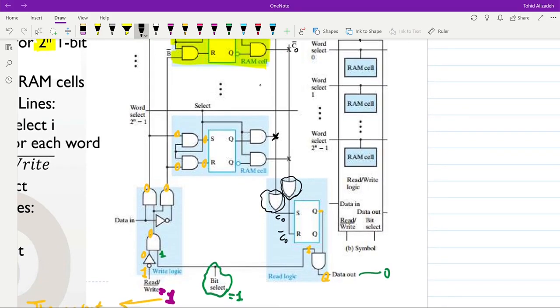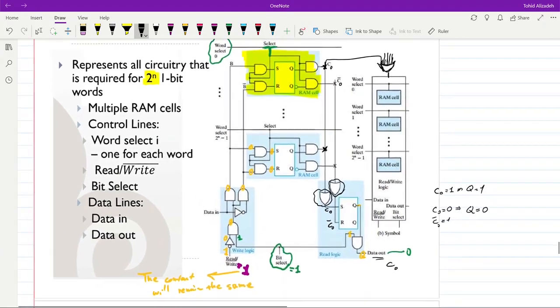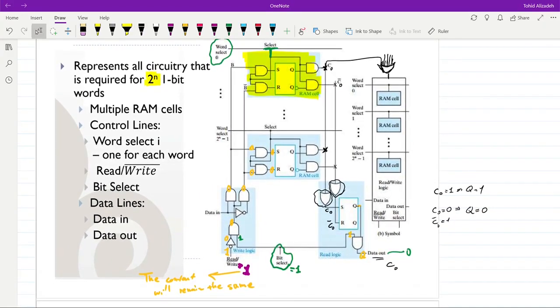And then with this SR latch, depending on the value of C0 and not C0, Q will have some value which is basically the same as what we have for C0. If C0 is equal to 1, the latch will be set and therefore Q will be equal to 1. If C0 is equal to 0, then not C0 is equal to 1 and therefore the latch will be reset and Q will be equal to 0. And therefore at the data out we will have C0. Okay, so basically the same information which is stored in the RAM cell that we are talking about.